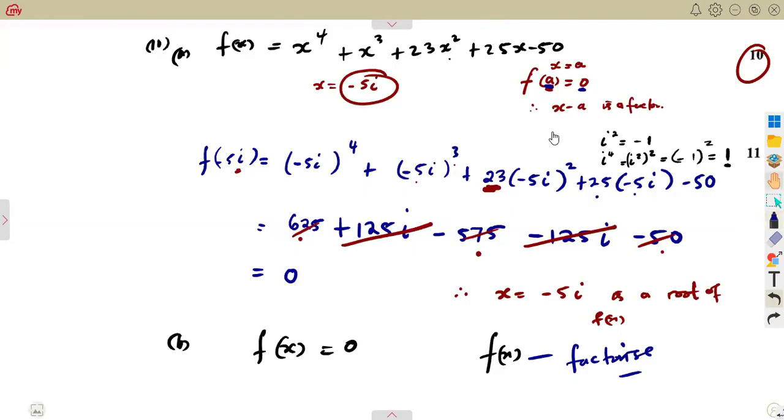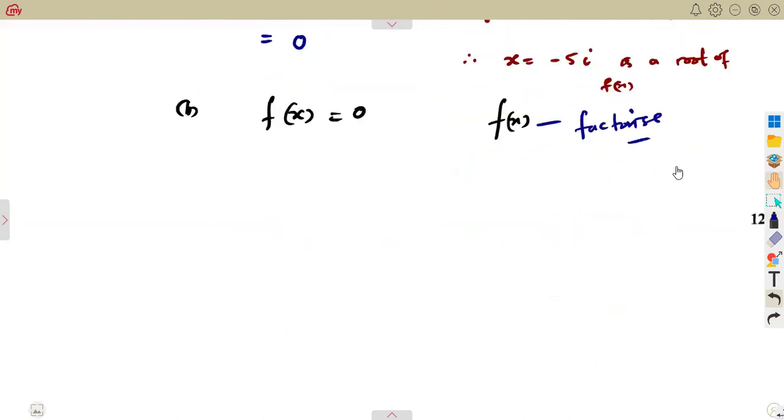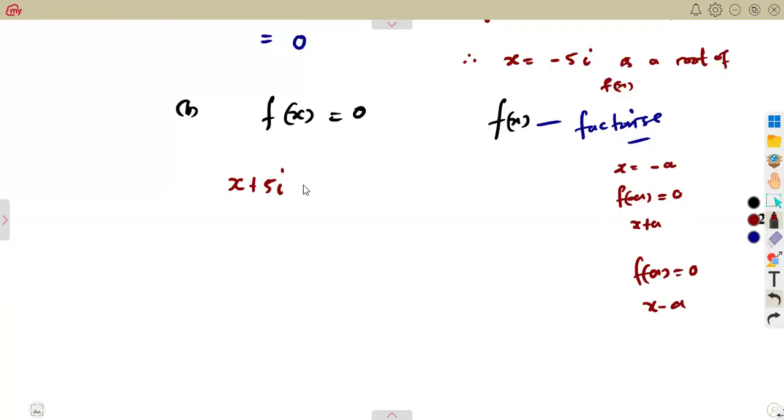Before you do that, there is something about complex numbers, because in this case, remember we are saying x is equal to minus 5i is a root. Therefore, x plus 5i, if you consider that, you have x equal to minus a, which is the one you substituted. It means x plus a is a factor. Just introduce a negative: if f of a is equal to 0, x minus a is a factor. So there it was a negative. Therefore, x plus 5i is a factor.